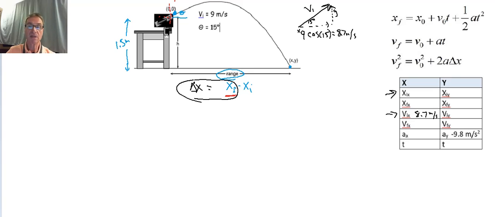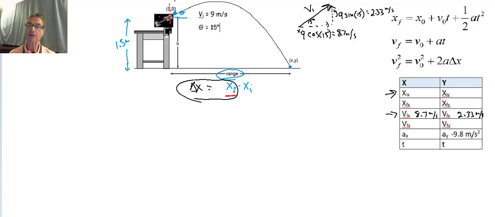I can also do the same thing for the y side. So the y side is going to be 9 times the sine of 15 degrees. And that turns out to be about 2.33 meters per second. Okay, so I'm going to plug that into here, 2.33 meters per second. Again, very important that we use the table. Helps to keep us organized, and the more organized we are, the easier these problems are to solve.